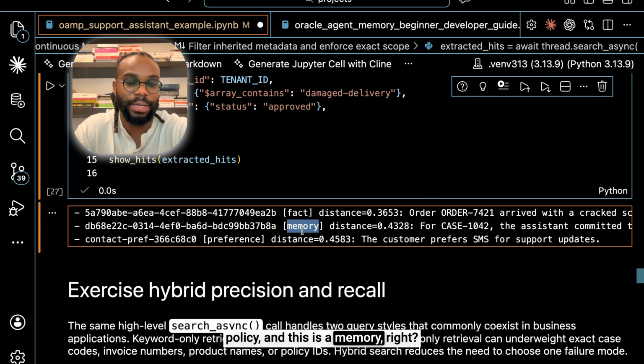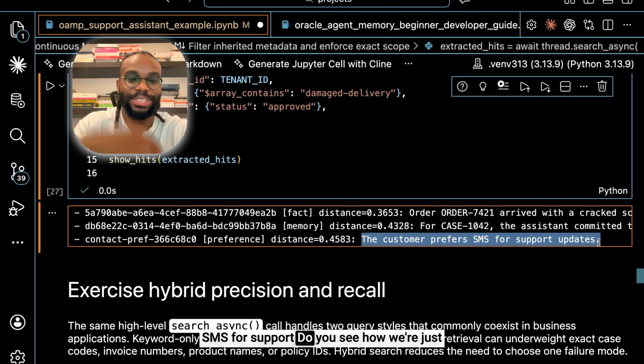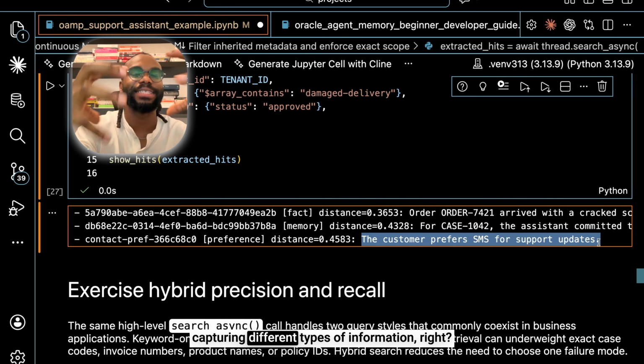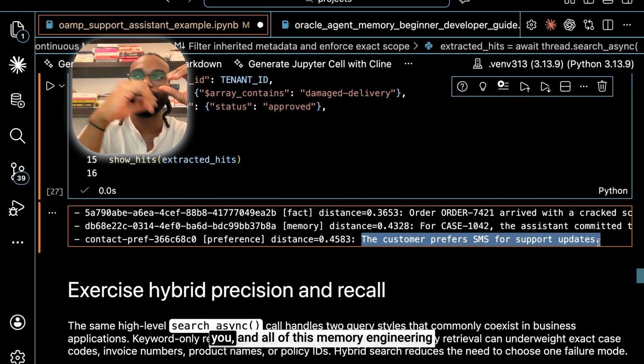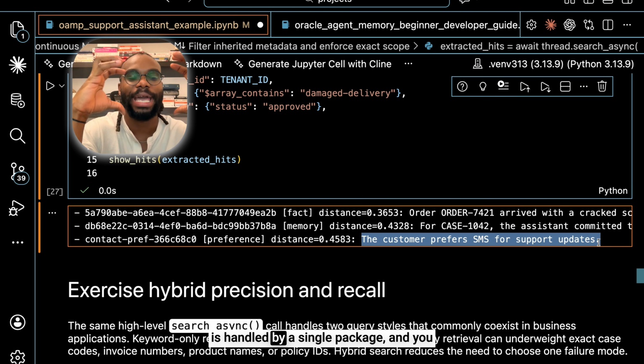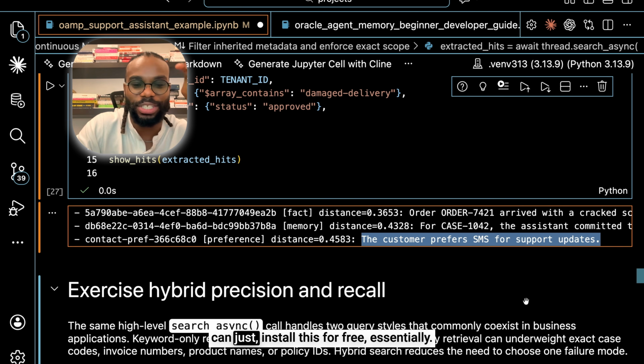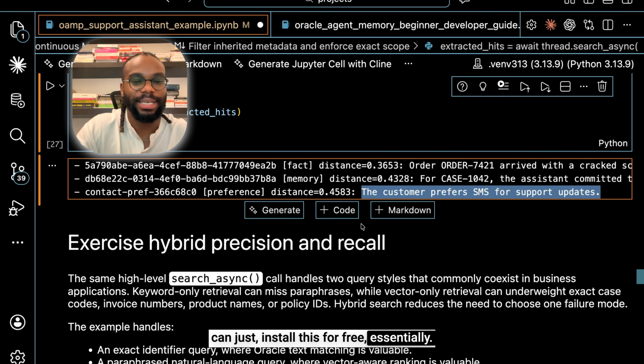And this is a memory, right? And the preference is that the customer prefers SMS for support. Do you see how we're just capturing different types of information? So you have a system that can do this for you. And all of this memory engineering is handled by a single package, and you can just install this for free, essentially.